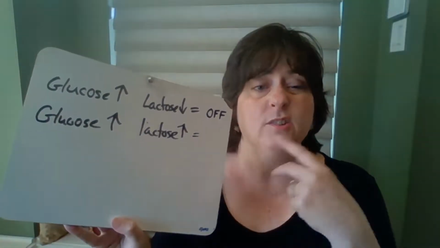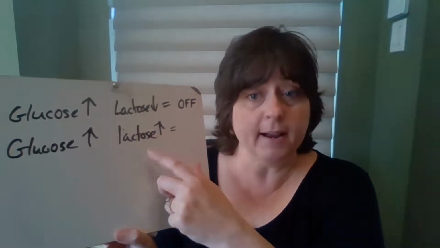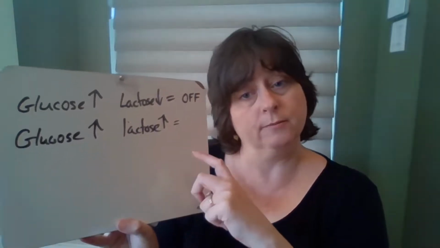What if I still have glucose available? So I still have a lot of glucose, but now suddenly I have lactose available. So I have a situation where I have a lot of glucose, and I have a lot of lactose. Turn it on or off? What do you think? In this case, it's still off.